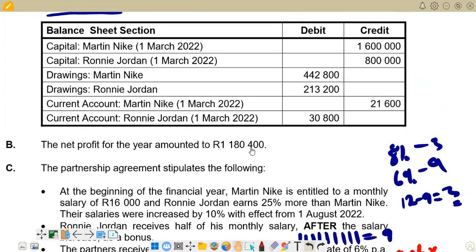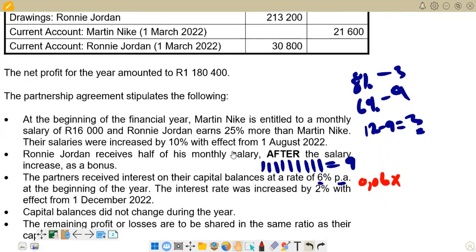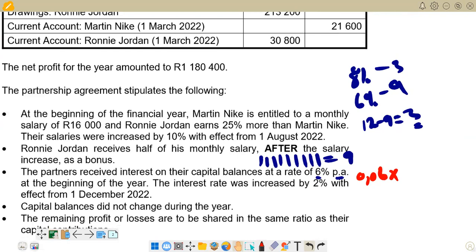We are on Martin Nike, so it's 1,600,000, the balance that we have for capital for Martin Nike. So we multiply by 1,600,000. That was before it increased. Then we multiply by, we have got 9 months before. This is before and this is after. So we now multiply by 9/12.